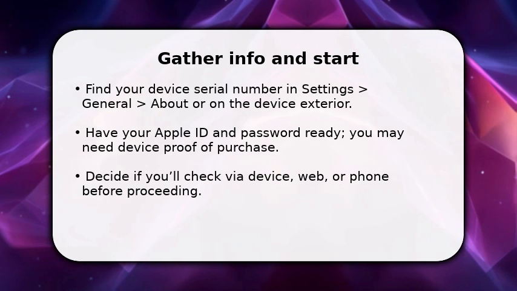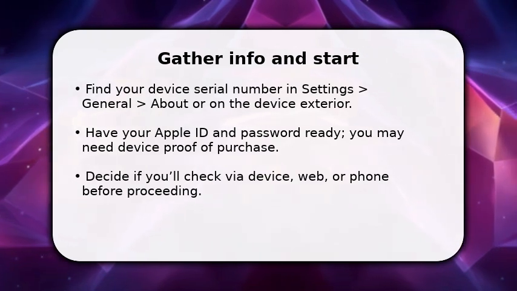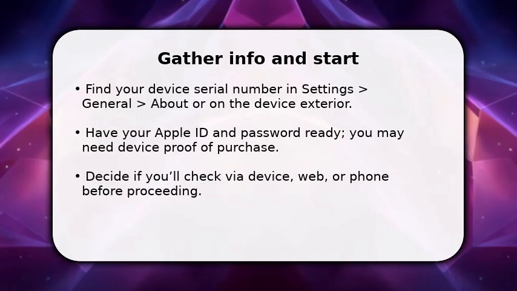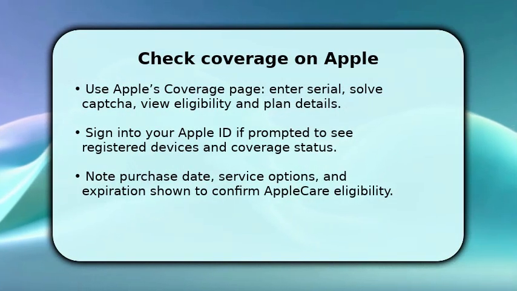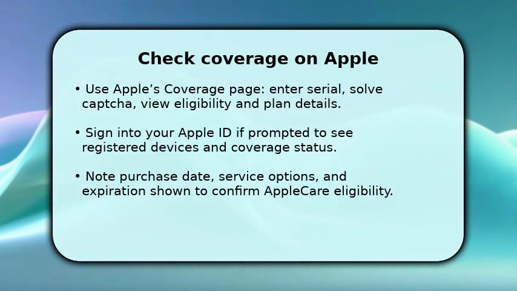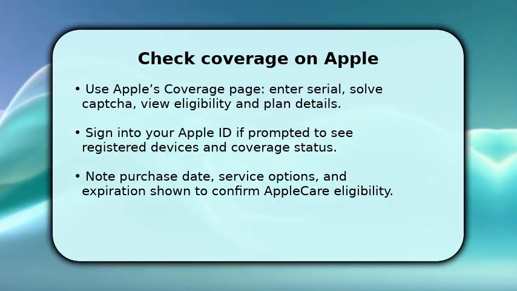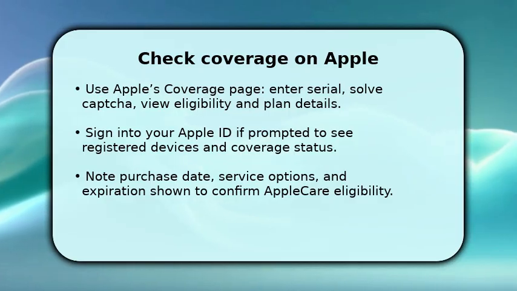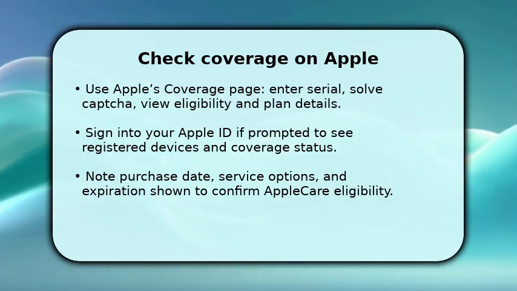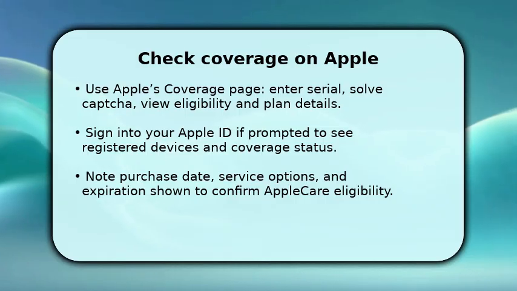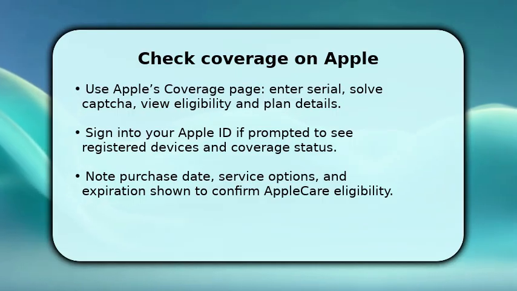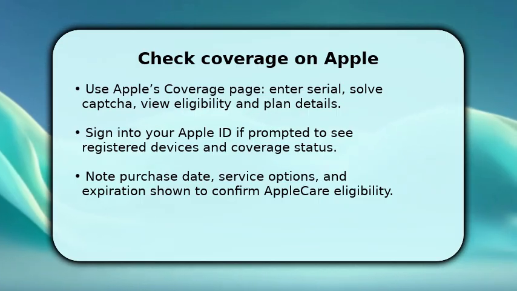You now use Apple's coverage lookup to see AppleCare status. Enter the serial and complete the CAPTCHA, because Apple verifies ownership for accurate results. If prompted, sign in with your Apple ID to reveal registered devices and any active plans. This explains why the site sometimes shows more detail when you're signed in. Read the dates and service options carefully, since Apple displays eligibility and expiration. These figures determine whether you can buy AppleCare or need repair services instead.